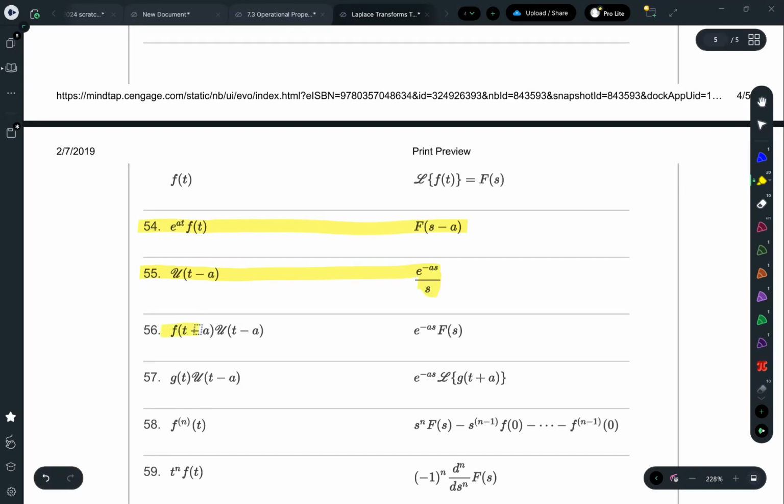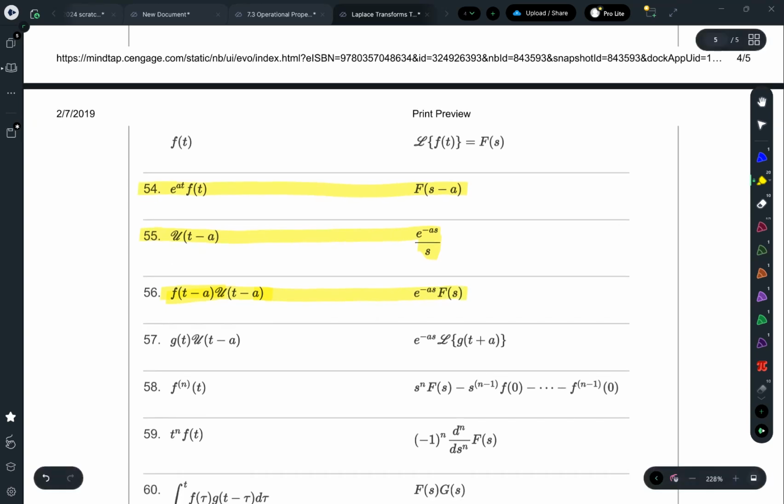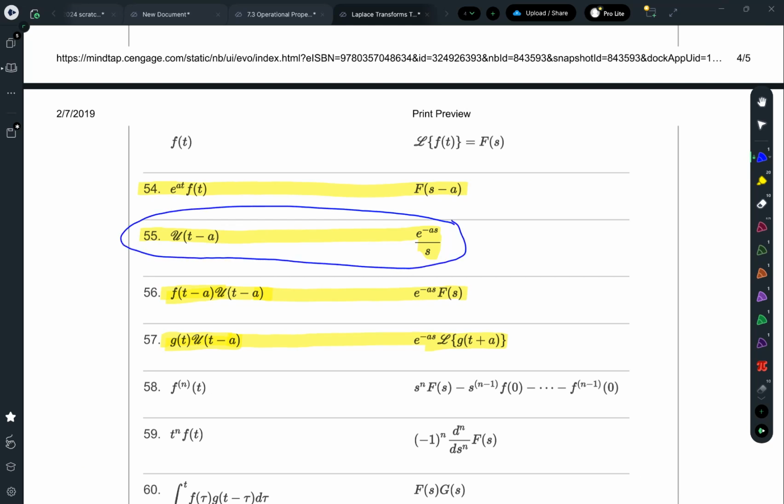And if we looked at the Laplace of f of t minus a, u of t minus a, it would give us e to the minus as, F of s. And then here's the one that I like to use. Laplace of g of t times u of t minus a gives us e to the minus as, Laplace of g of t plus a. Okay, so I want to hone in on 55 real quick, because 55 says that if you take the Laplace of u of t minus a, it gives you e to the minus as over s.